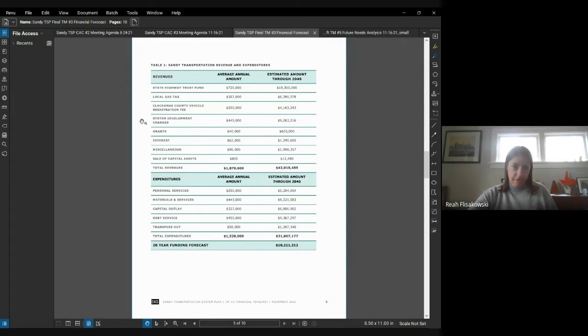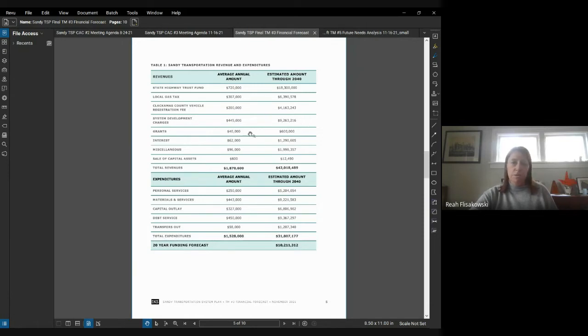And then the City of Sandy collects system development charges with all new developments, based on the number of trips they would be adding to the system. Based on what they've been collecting in the past, we're thinking it's going to be around $445,000 per year. Again, with some caveats of assuming growth is relatively consistent over the years. There will be up years and down years. But over the next 20 years, we're estimating just over $9 million for that.